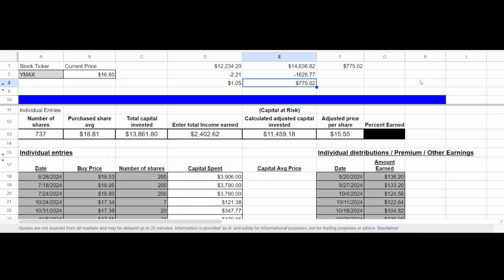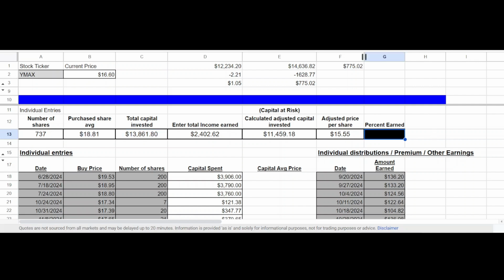So as you can see, they both come up to the $775.02, and that is how much we would actually make if we sold them at the current price of $16.60. Now, if you did that, of course, you would not get any more distributions, but I just wanted to show you that if you're only looking at your broker on your phone or your computer and you're seeing that share price, that is the share price of the amount that you've invested divided by the number of shares that you bought. It does not take into account your distributions.